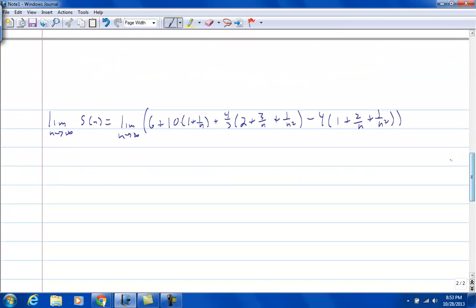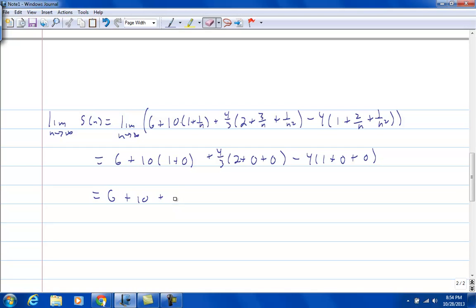So as n goes to infinity, what do we have? We have 6 plus 10 times 1 plus 1 over infinity is 0, plus 4/3 times 2 plus 3 over infinity is 0 plus 1 over infinity is 0, minus 4 times 1 plus 2 over infinity is 0 plus 1 over infinity squared is 1 over infinity, which is 0. So it's going to be 6 plus 10 plus 4/3. Nope, take it back. It's 8/3. 4/3 times 2 is 8/3.